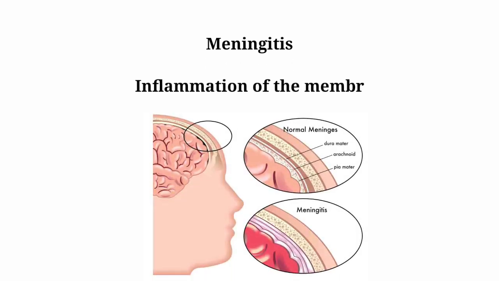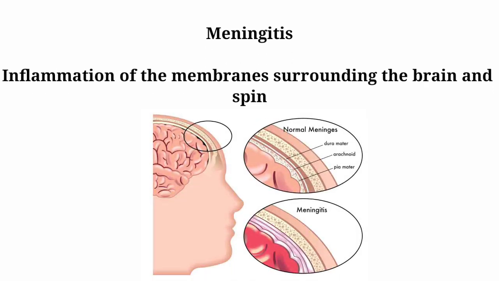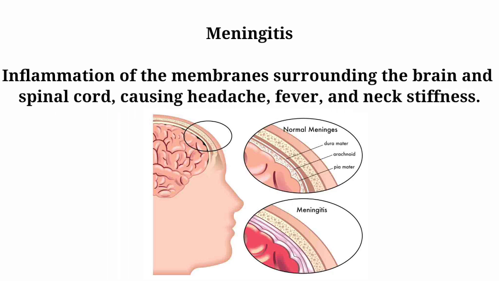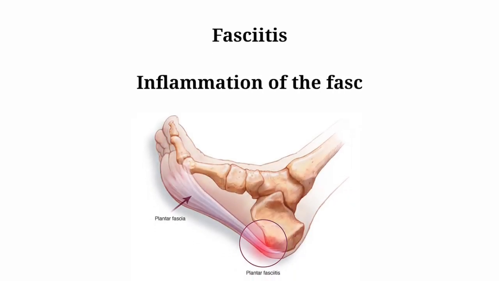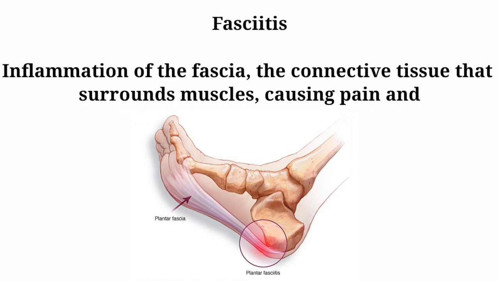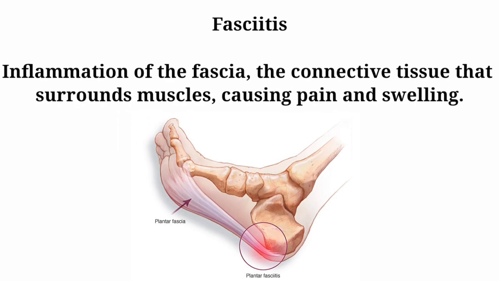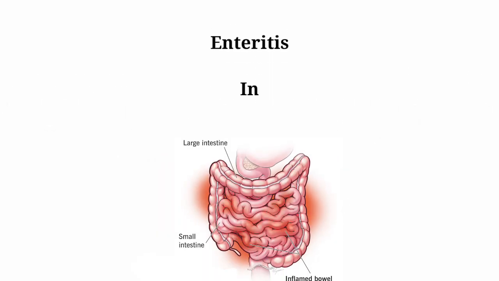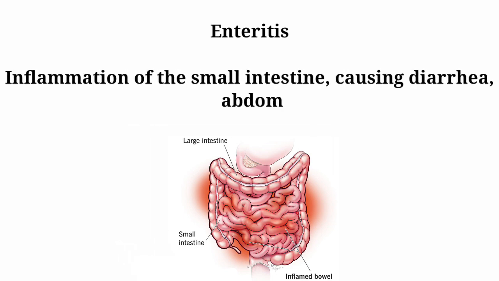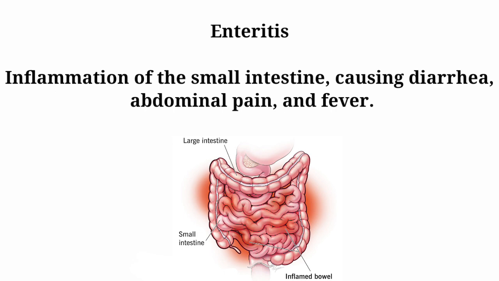Meningitis, inflammation of the membranes surrounding the brain and spinal cord causing headache, fever, and neck stiffness. Fasciitis, inflammation of the fascia, the connective tissue that surrounds muscles, causing pain and swelling. Enteritis, inflammation of the small intestine causing diarrhea, abdominal pain, and fever.